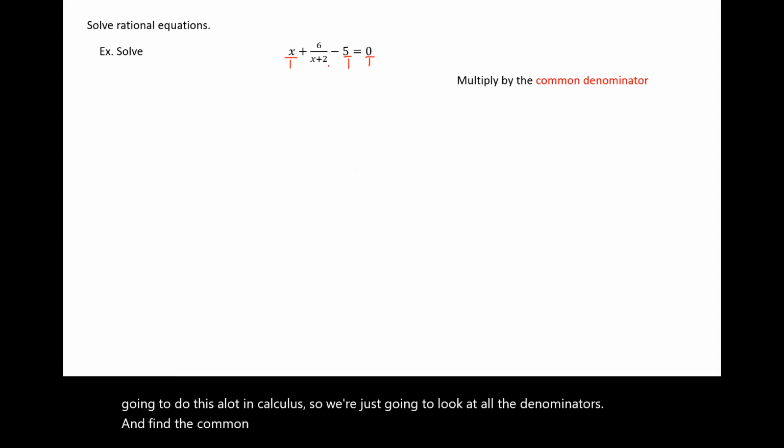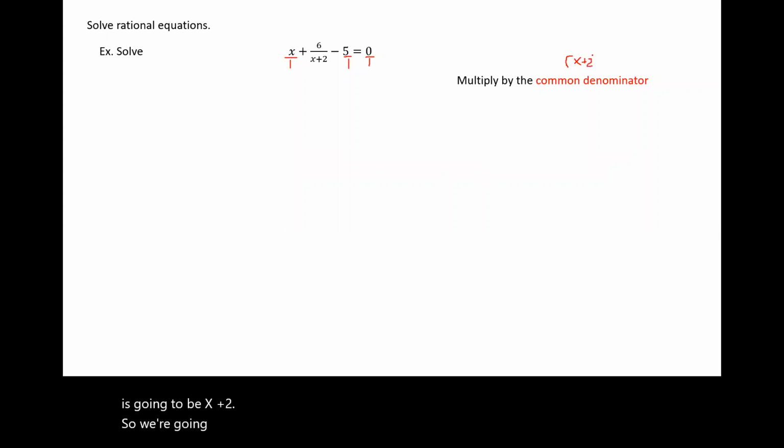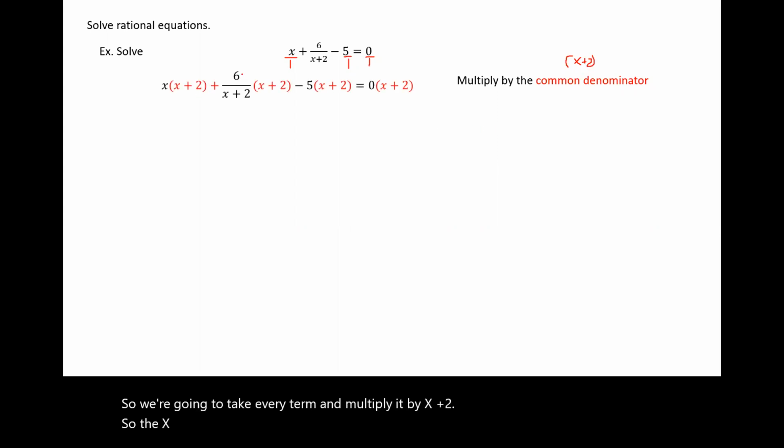So 1, x plus 2, 1, and 1. So the common denominator is going to be x plus 2. So we're going to take every term and multiply it by x plus 2. So the x gets multiplied by x plus 2. 6 over x plus 2 gets multiplied by x plus 2. Minus 5 multiplied by x plus 2. And 0 multiplied by x plus 2.